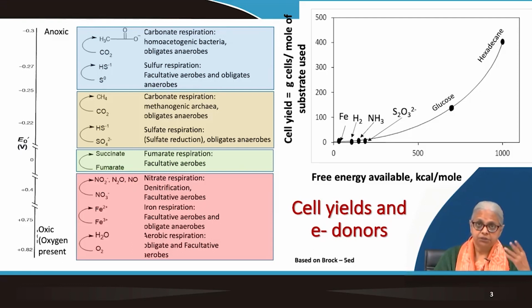Then you have sulfur respiration. We've already seen examples of sulfur respiration and the dissimilation and assimilation of sulfur. Some of them are facultative aerobes, others are obligate anaerobes. We've seen examples of all of them. Then you have methanogenic bacteria, which are completely obligate anaerobes. You have sulfate respiration, those are also obligate anaerobes. Then you have fermentative bacteria, which can be facultative, and you also have nitrate respiration, iron respiration, and finally aerobic respiration.